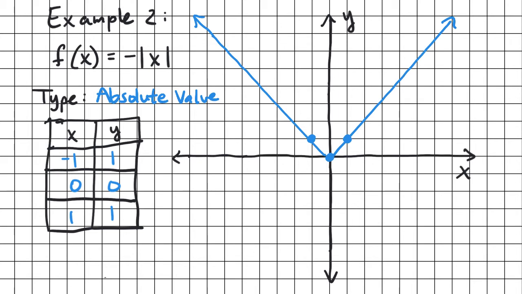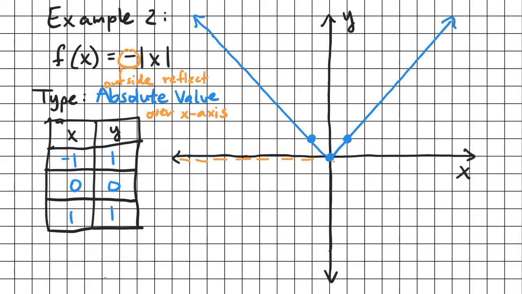And then we have to take note, where is the negative, right? Is it inside the absolute value or is it outside? And so since it's outside, it's going to be reflected over the x-axis. Reflected over the x-axis. Okay, so that means that the x-axis is going to be like my mirror.